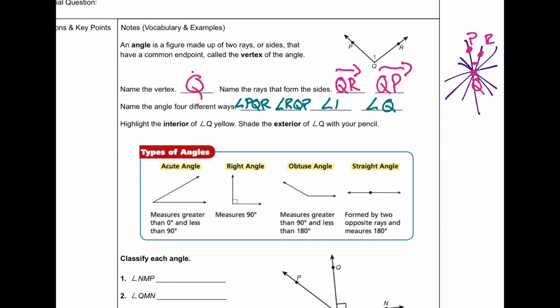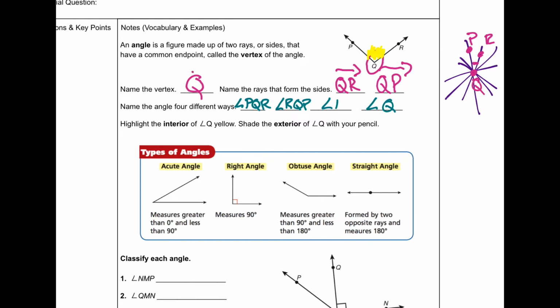So just note, if there's only one angle there, like there's just one angle, the 2 rays, that's all we have, then you can just say angle Q. But if there's multiple angles going on, then we can't just say angle Q, and we can only use one of the first 3 methods. All right, so we want to highlight the interior of angle Q yellow. So if we're highlighting that interior yellow, that's going to be the inside of this angle, all going to be yellow.